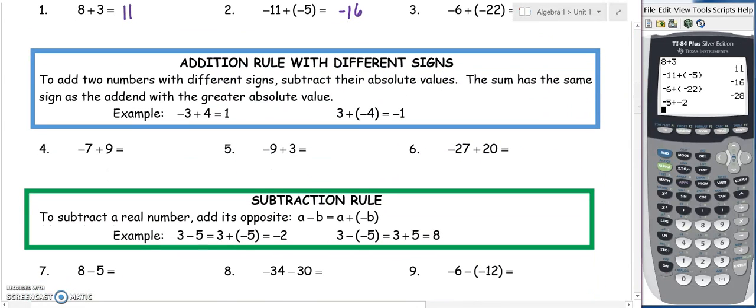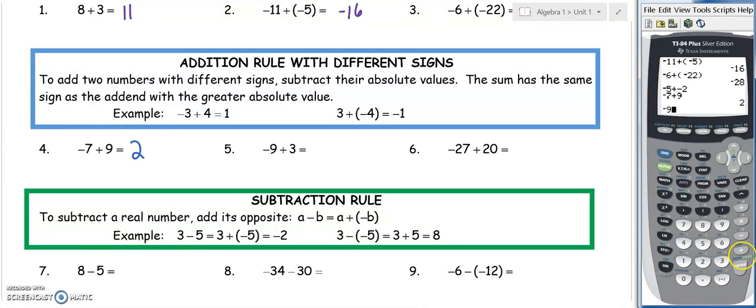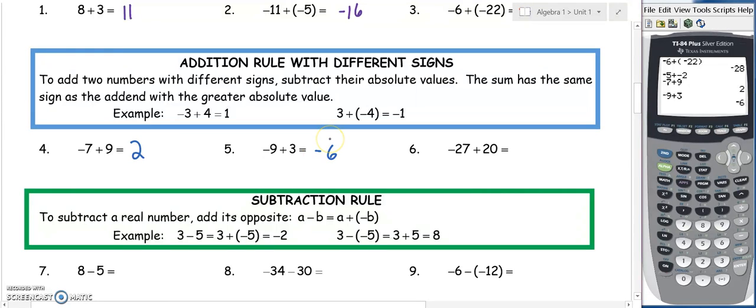So number 4, we have -7 plus 9. We should expect to get a positive answer because 9 is the bigger number and it's positive. So in the calculator, -7 plus 9 gets us 2. Number 5, -9 plus 3. That should be negative because the greater number was a negative. Same thing with number 6. We should also expect a negative answer again. -27 plus 20 is -7.